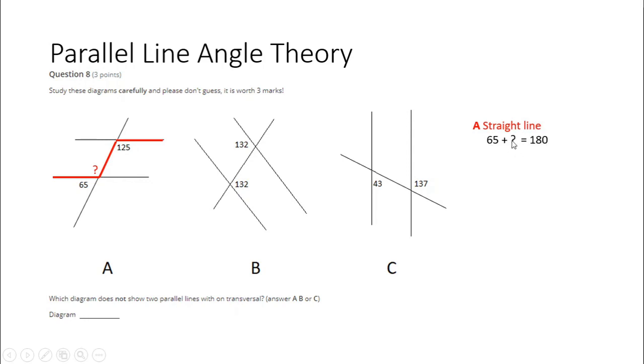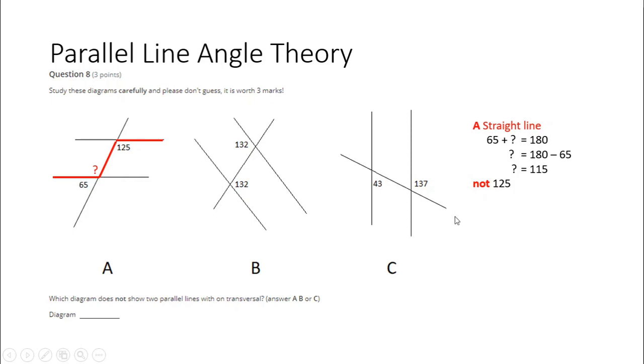So what is that question mark? Well, to get it on its own, we'll take the 65 to the other side. It was plus on this side, so we better minus it on the other side. And the question mark would be equal to 180 minus 65, that's 115. So this is 115 degrees because it lies on a straight line with the 65 degrees. It's not the same thing as 125. So that means these angles do not sit inside a Z pattern. They are not alternate angles because alternate angles would be equal. These are not equal. This is not parallel lines.